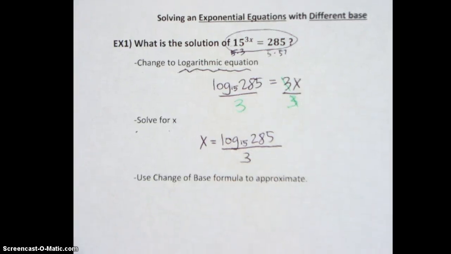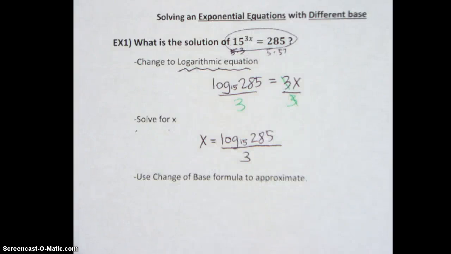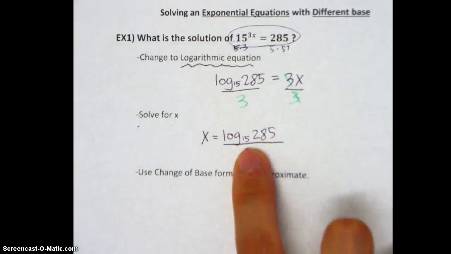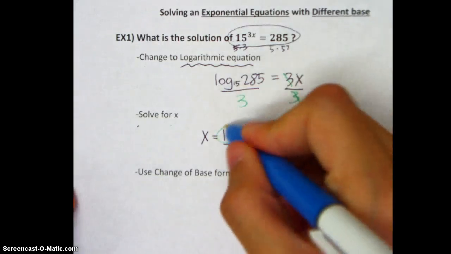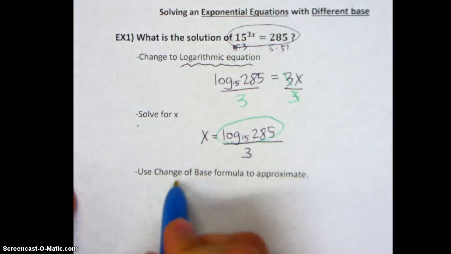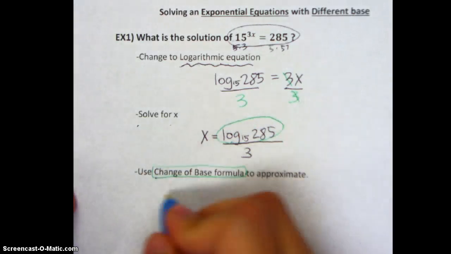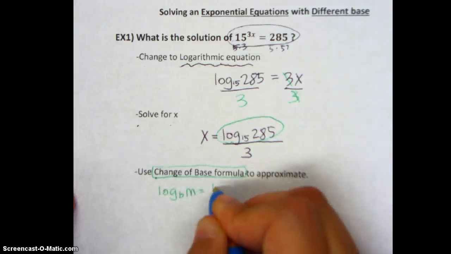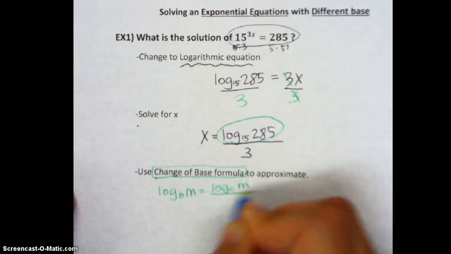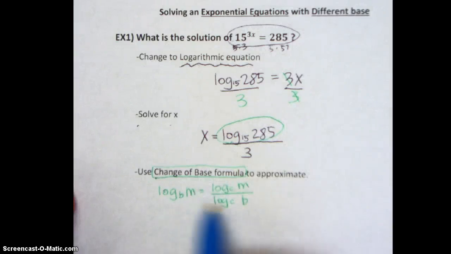So since I want to know how big that number is, I want to use the calculator to convert that to a decimal. But the problem is, as you know, our calculators do not have the base of 15. We only have the base of 10 or the irrational number e. So that means I have to convert this to the base of 10. So we're gonna use the change of base formula. If you remember, it goes like this: the argument goes to the top, the base goes to the bottom.